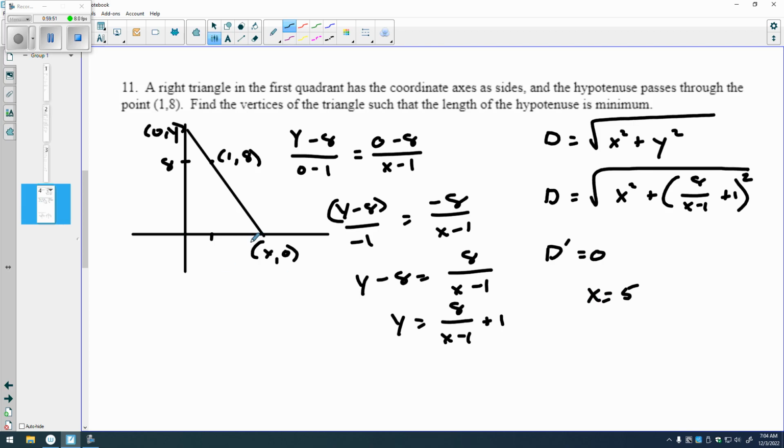What was the question? Find the length of the vertices. So this is 5 comma 0. Plug in 5 here, and I get y equals 8 over 5 minus 1, which is 4, plus 1. So 8 divided by 4 is 2, plus 1 is, that can't be. X equals 5. Oh, that's not plus 1. That's plus 8.